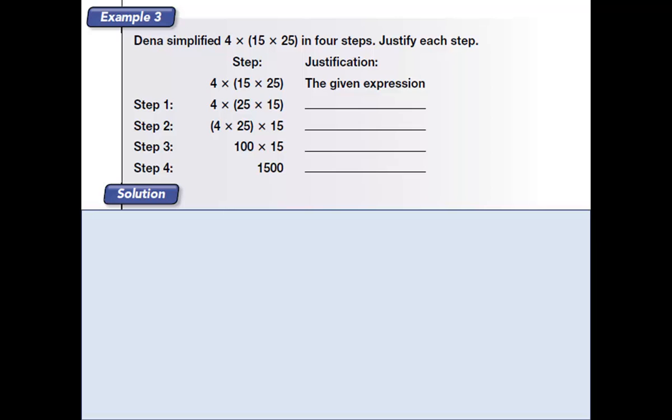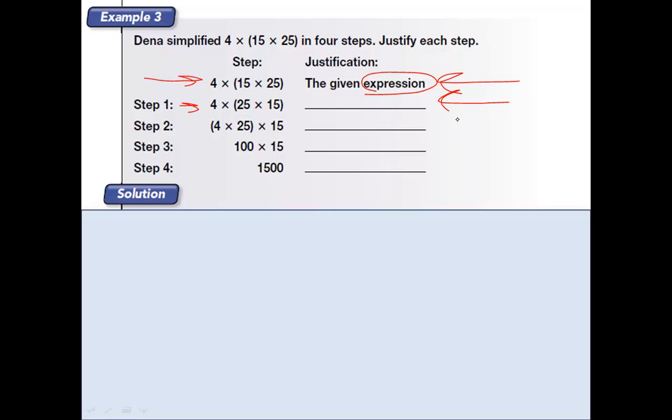Example 3. Dina simplified 4 times 15 times 25 in 4 steps. You're going to justify each of these steps. So you're going to look right here. Here's the given expression. This expression just means the problem, right? So 4 times 15 times 25. Then down here, what has happened here? What has she done here? Did she associate them differently? Did she scramble them? What did she do? Write down what you think that property would be, what she did in that situation.